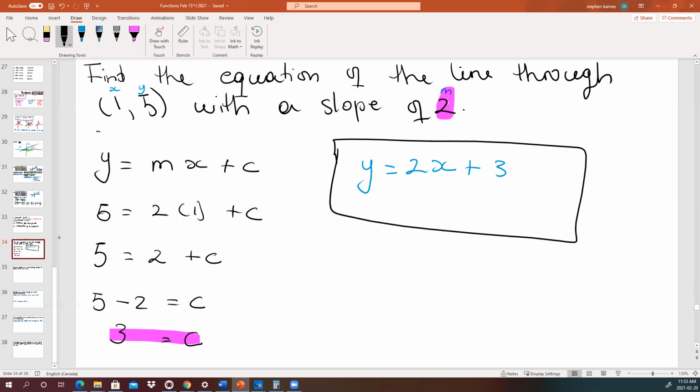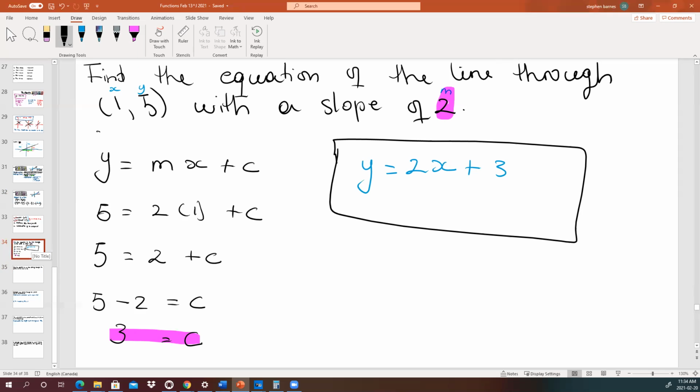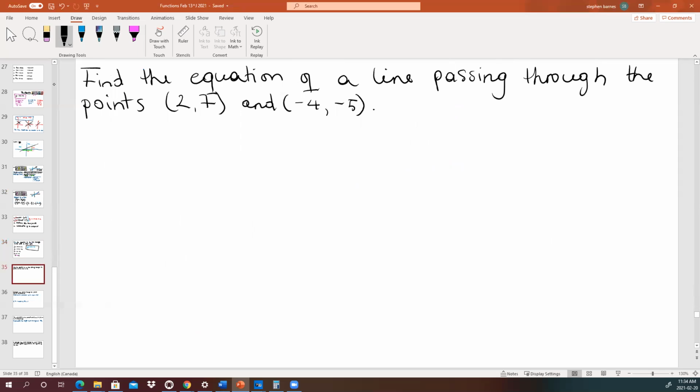Clear? Yes, miss. All right, so if you have any questions, just let me know. I'm just working a few different types of questions to show you how you can use the information that we went through and learned this morning in questions presented in a different way. This one says, find the equation of a line passing through the points (2, 7) and (-4, -5).